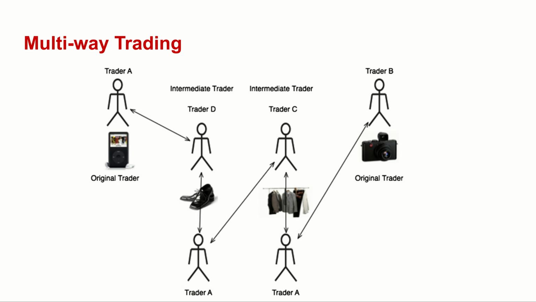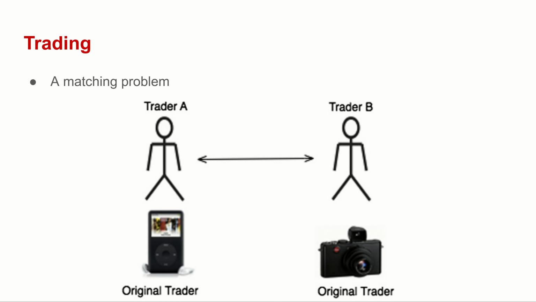According to the paper, multi-way trading is the process of trading one object for another object through a series of trades that eventually results in the original traders obtaining what they desire. Each trade that is part of a multi-way trade is called a step. If we go back to here, this is considered a simple trade. It's a multi-way trade where the number of steps is 1.